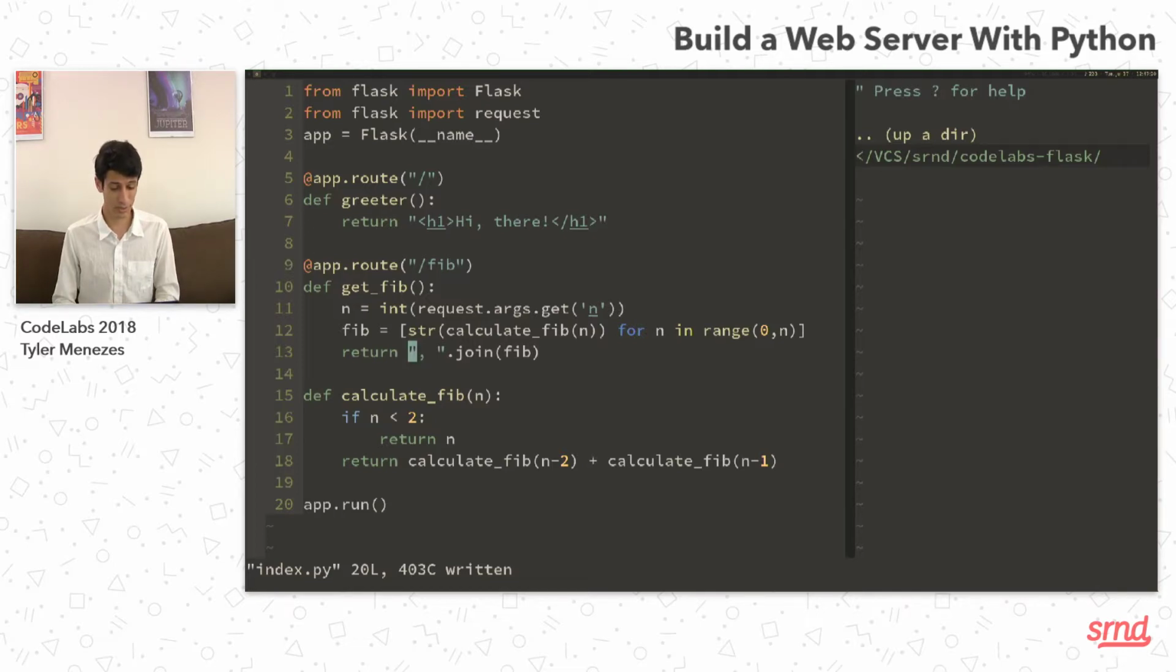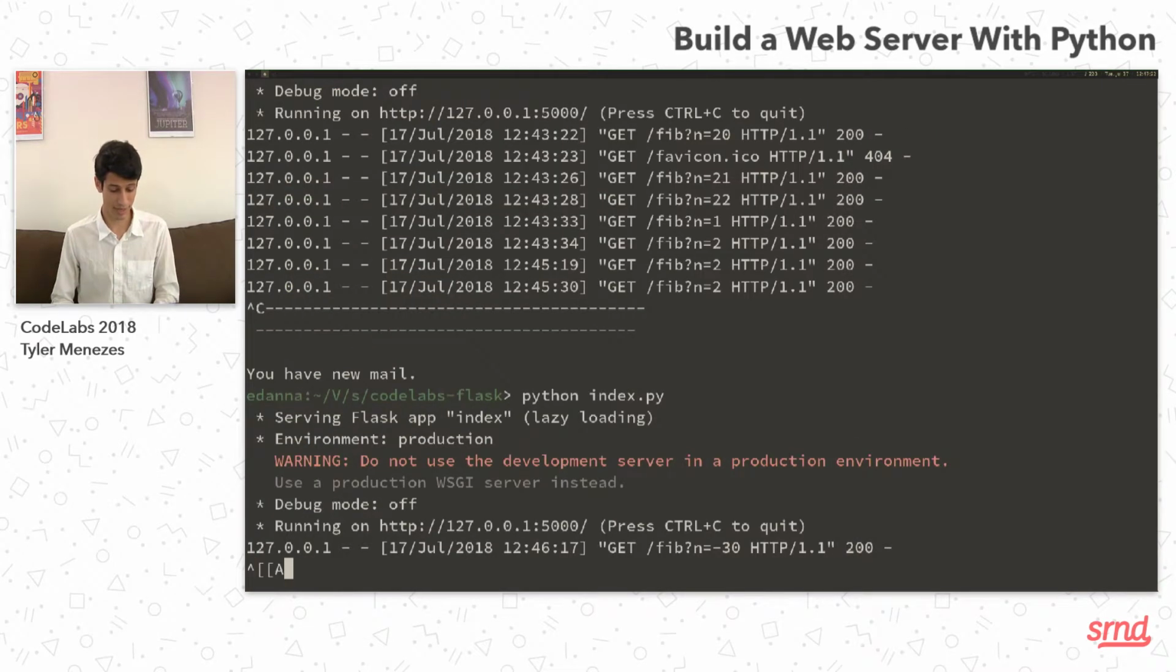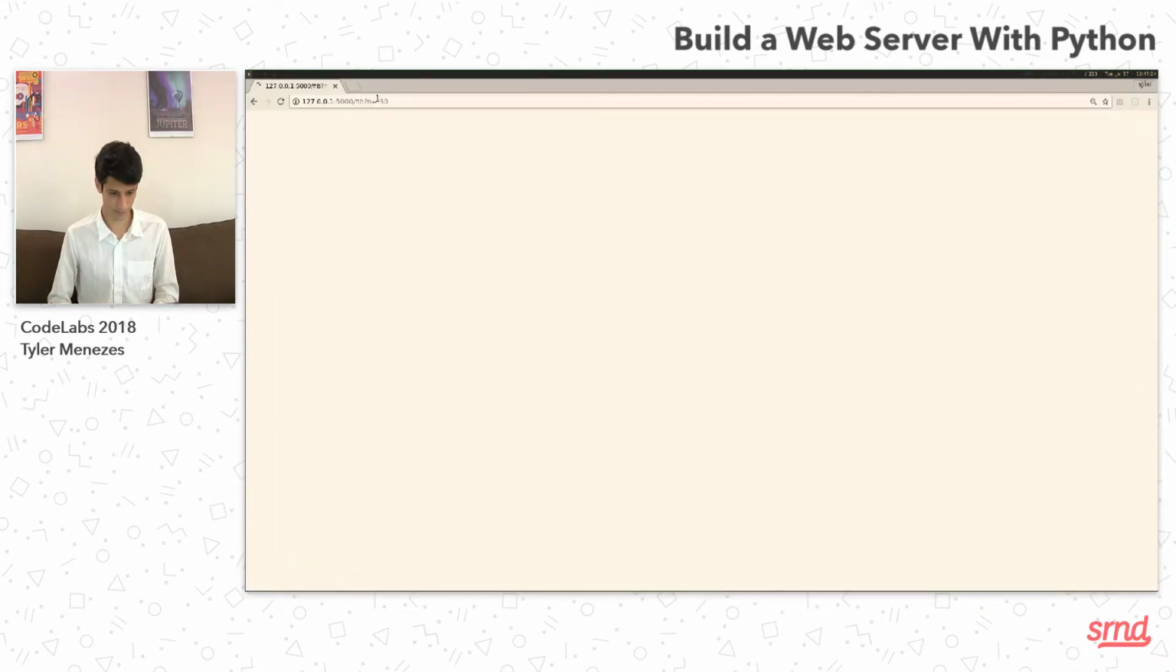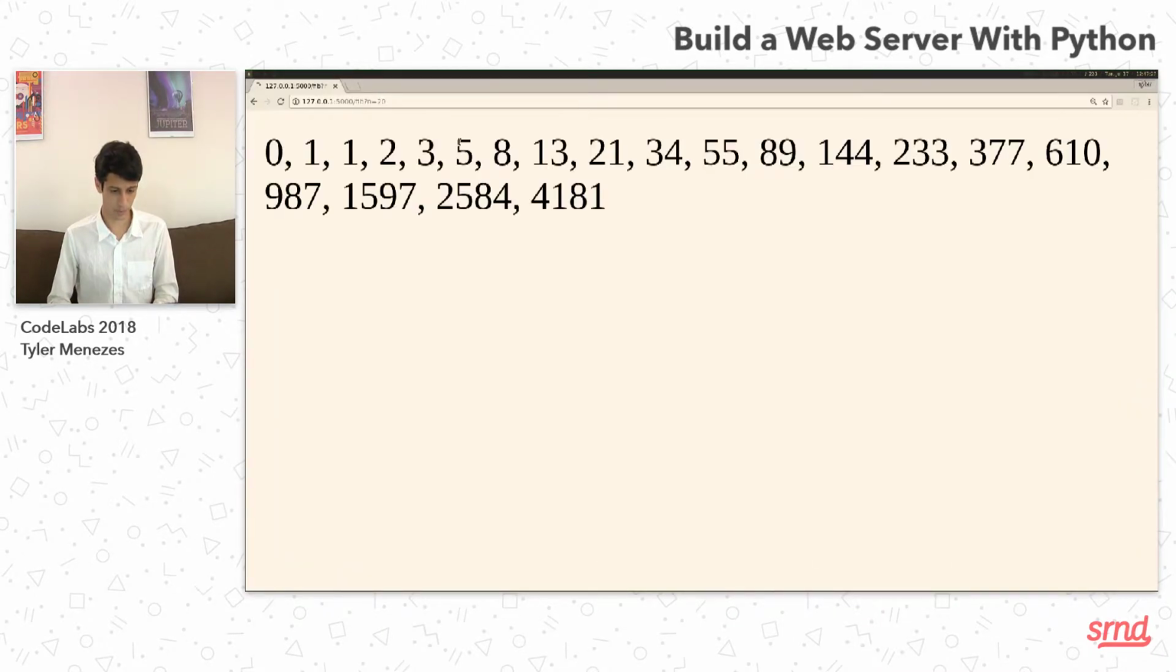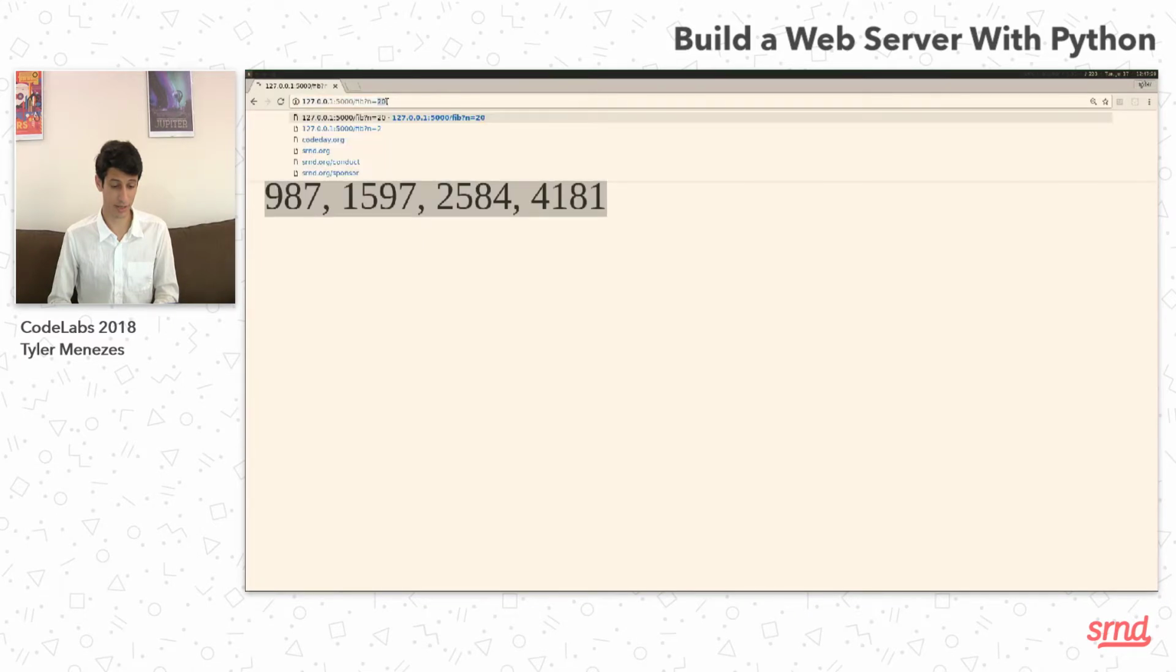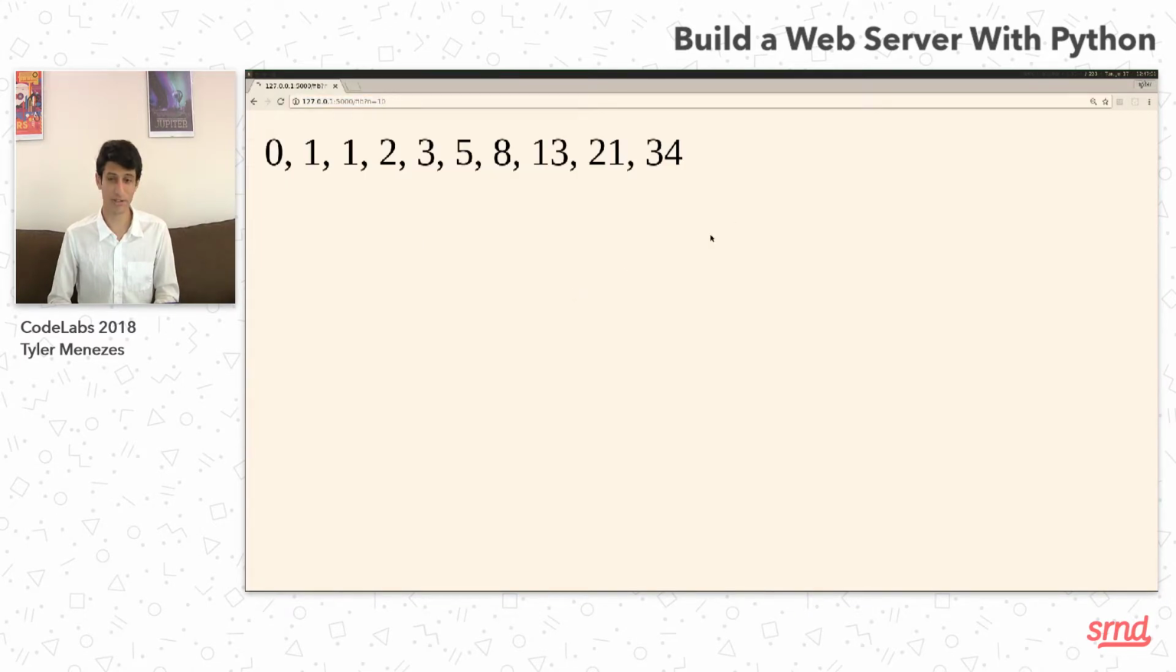Okay, so now we've got this thing where we can give it this n of 20, and we get out this number. We can do n of 10. We get out that number as well. This is kind of ugly.